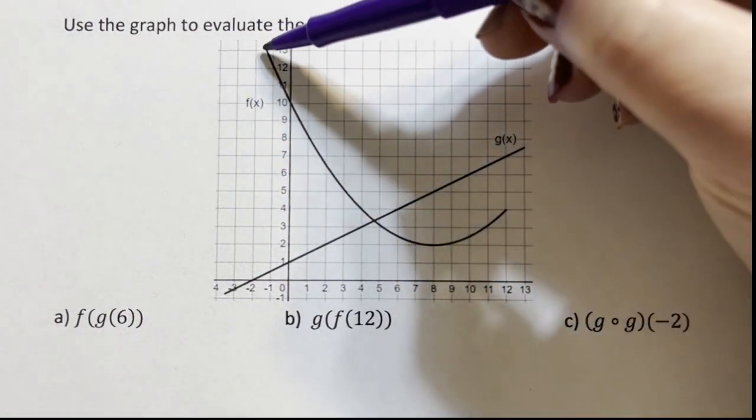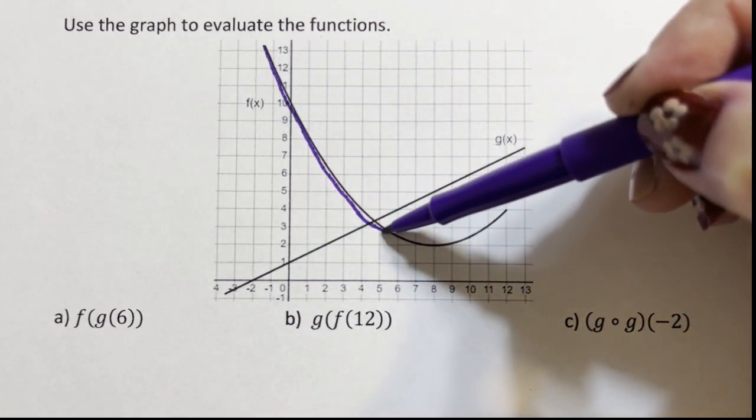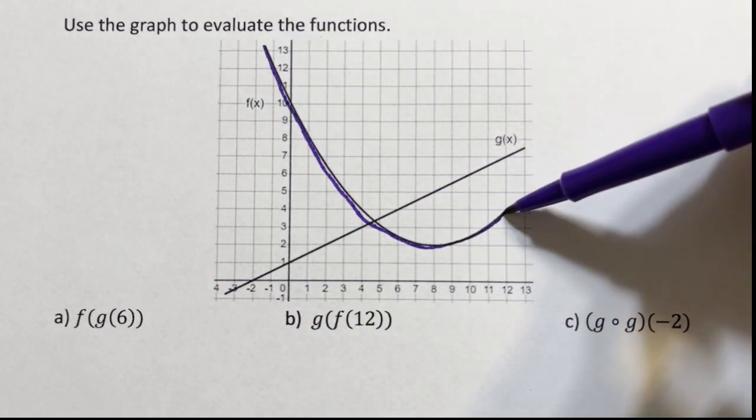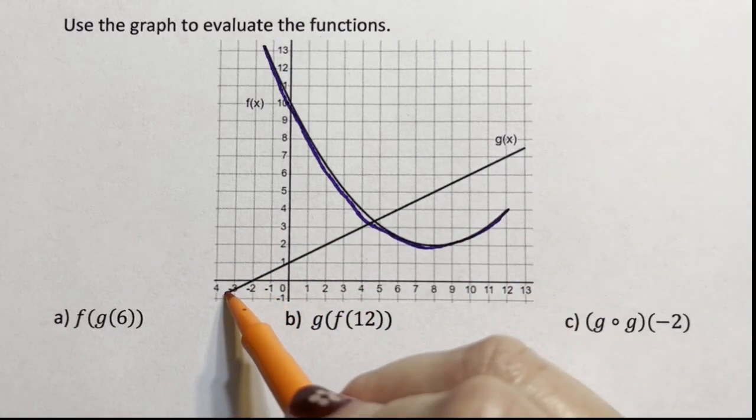I'm going to take f of x and shade it purple. Kind of looks the same as the black, but that's okay. And I'm going to take g of x and shade it orange.